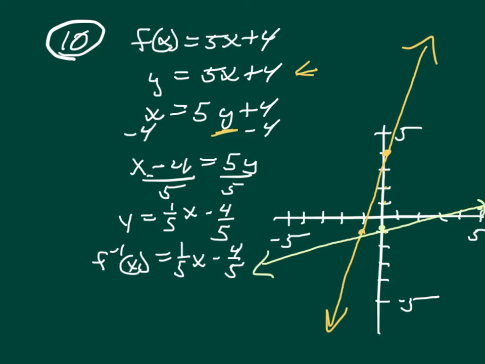Now, notice, does this look like a reflection over the line y equals x? And I would say it sure does. Alright guys, that was number 10. Go ahead, pause it, and you work through number 11.